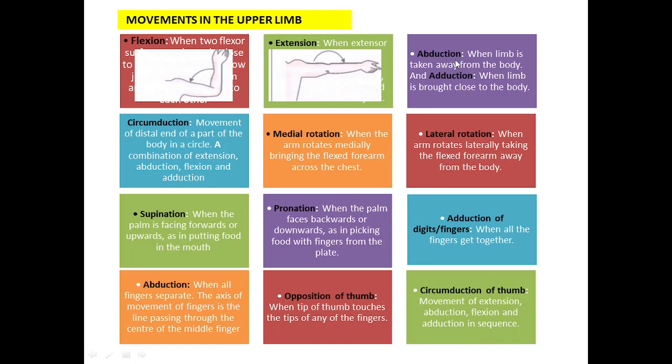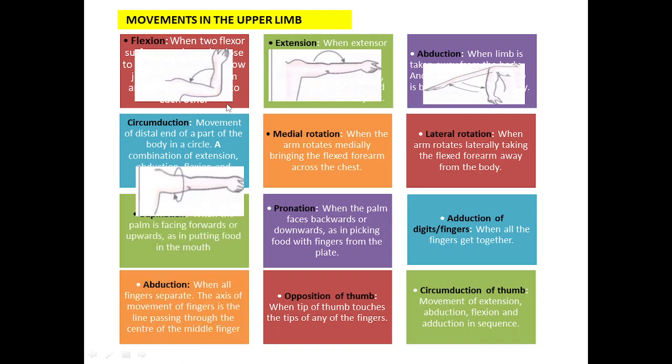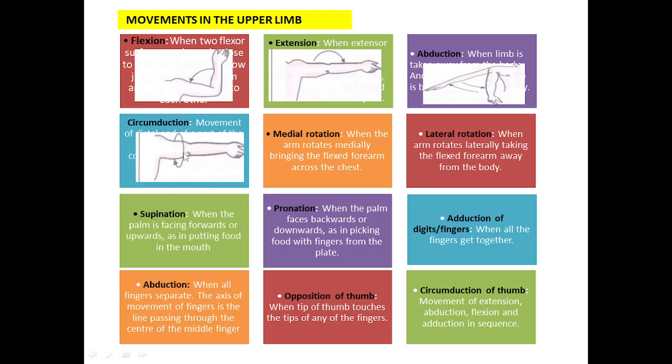This is abduction, when limb is taken away from the body, and adduction when limb is brought close to the body. This is abduction, and this is adduction. You can remember it by ad. Then circumduction, when the movement is in circular motion. Circumduction is a combination of flexion, extension, abduction and adduction.